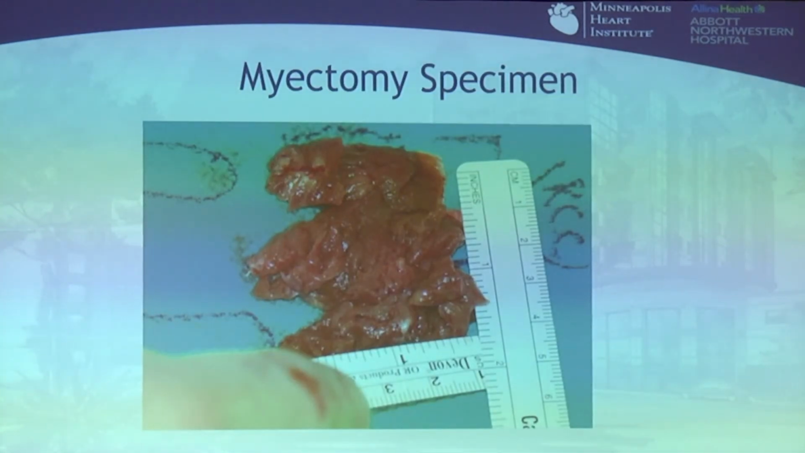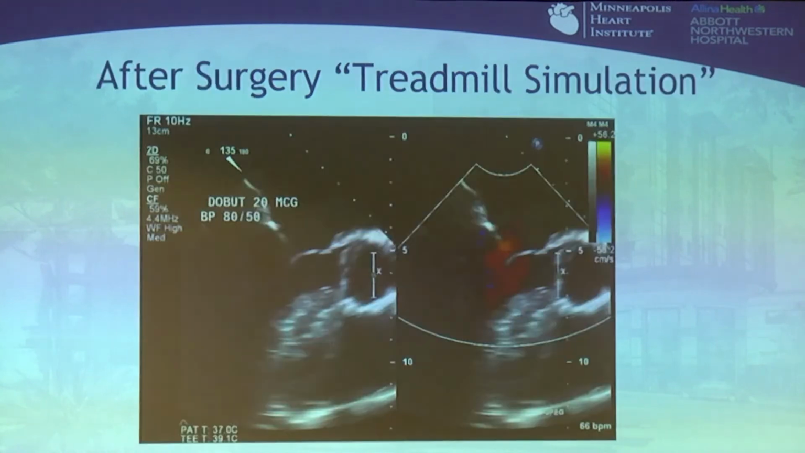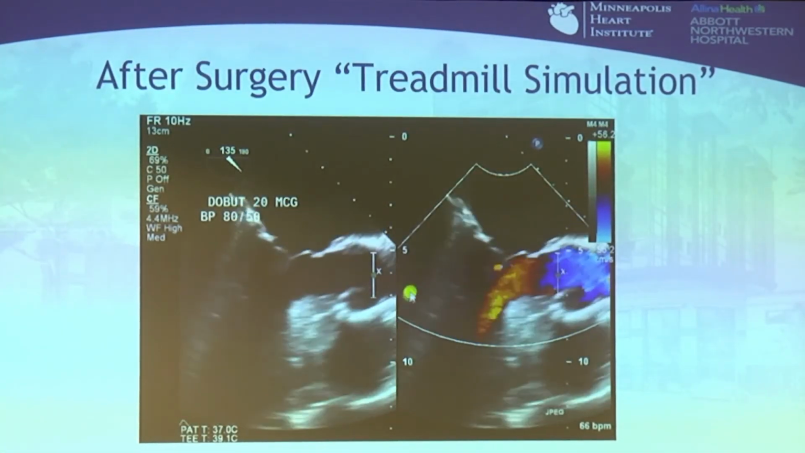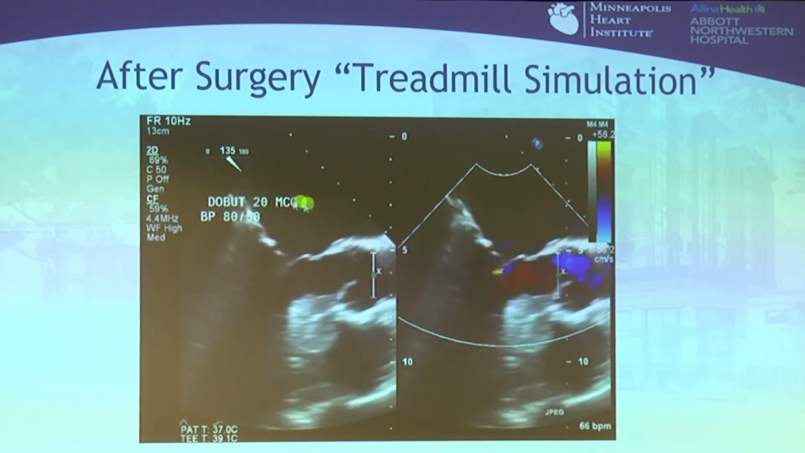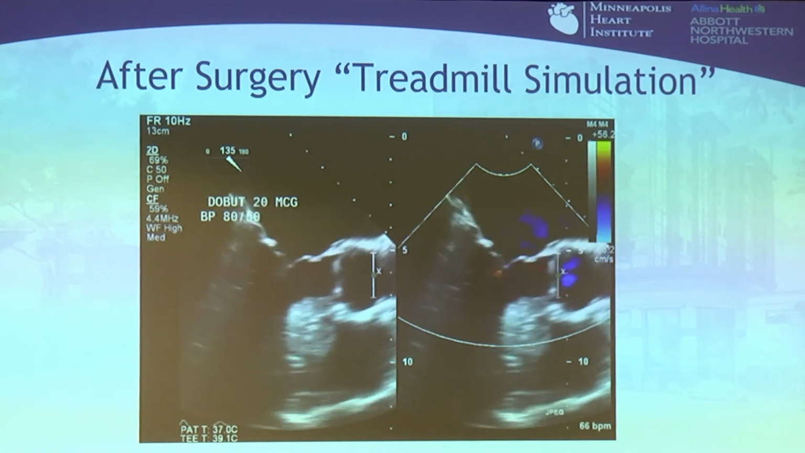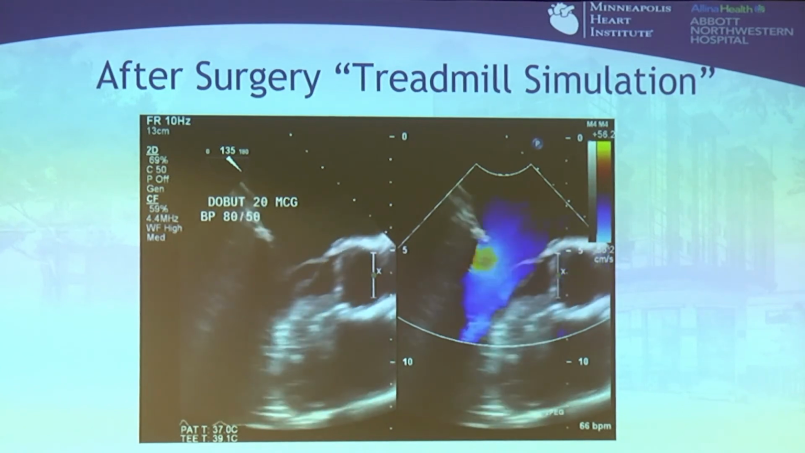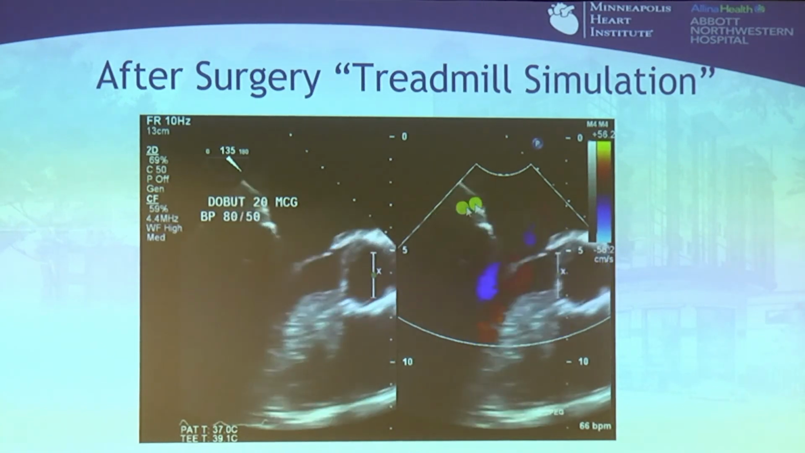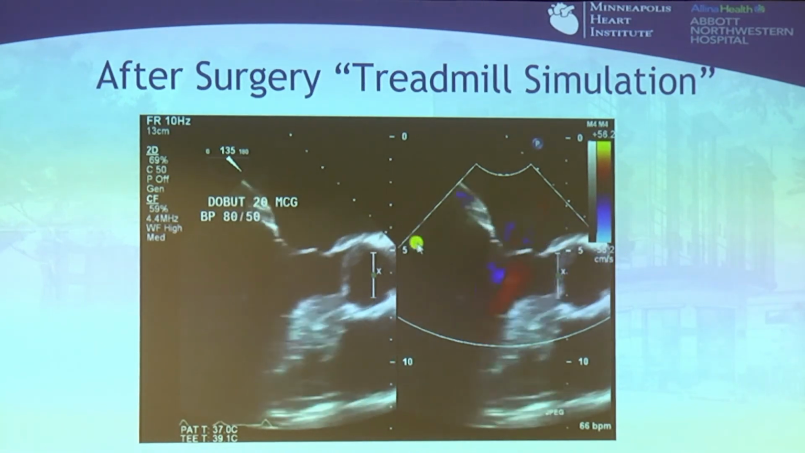This is typically what the inside of your heart muscle looks like. And this is what it looks like afterwards. As you can see, the mitral valve is not leaking at all, and we can actually do something to simulate putting you on a treadmill, stressing you in the OR. This is while you're still in the operating room, before we've closed you up. We can see even when you exercise, your mitral valve still works great.